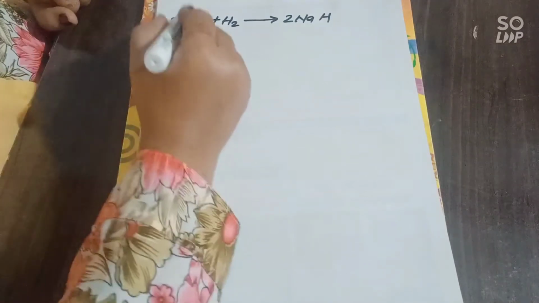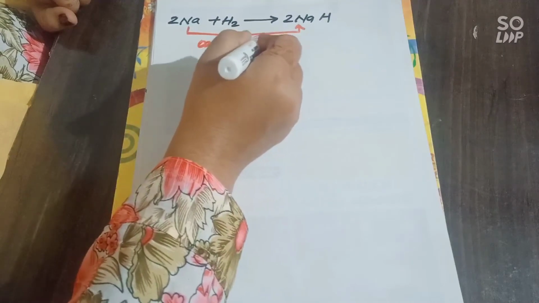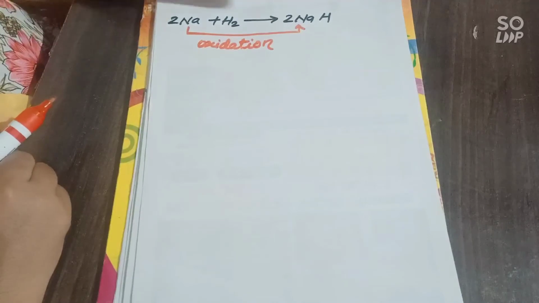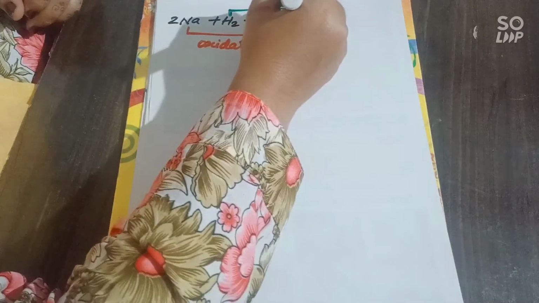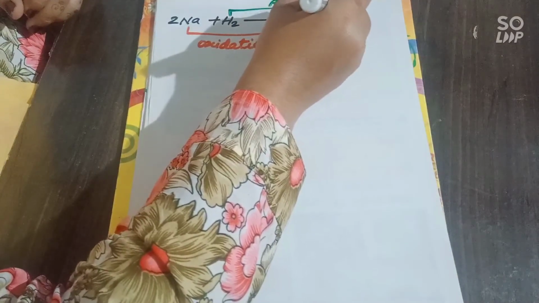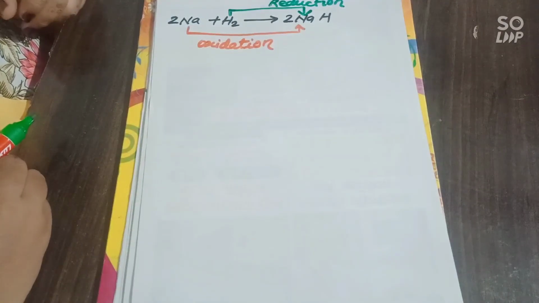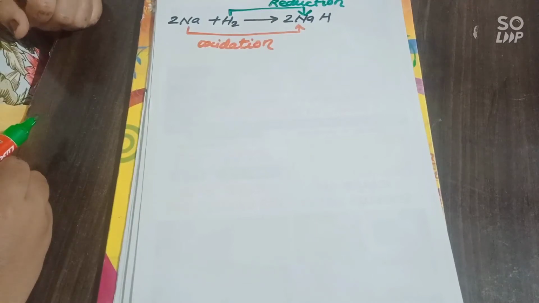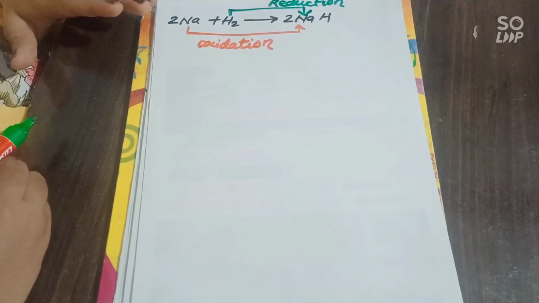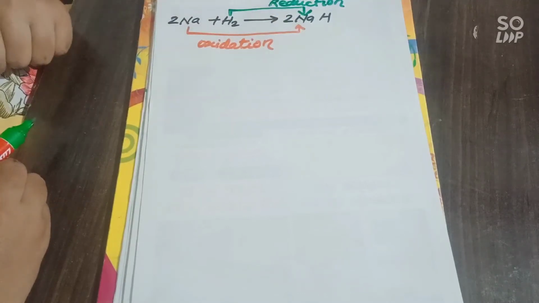So oxidation of sodium occurs, forming sodium hydride, while reduction occurs at hydrogen. Now let us figure out what is oxidizing agent here and what is reducing agent here. But before that, let me clear how this is an oxidation and how this is a reduction.